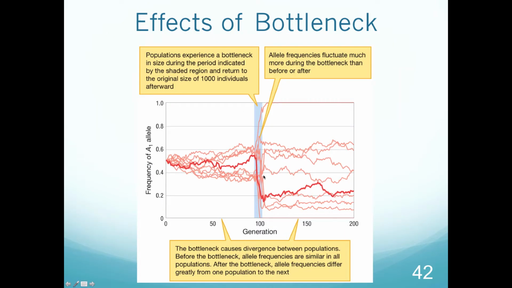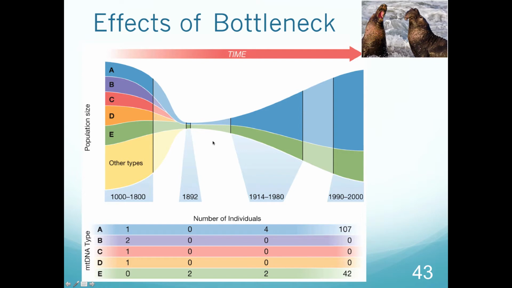So bottlenecks will cause allele frequencies to greatly diverge from one another and genetic diversity to be lost. A real example of a bottleneck can be seen in elephant seals, which had many different genetic types that we know of by measuring bones from Native American middens between 1000 and 1800. During the peak of hunting, they shrank to a very small population size, and ever since then there's been much less genetic diversity in the population.